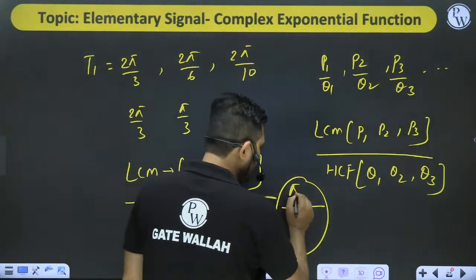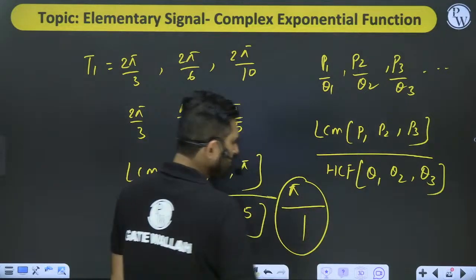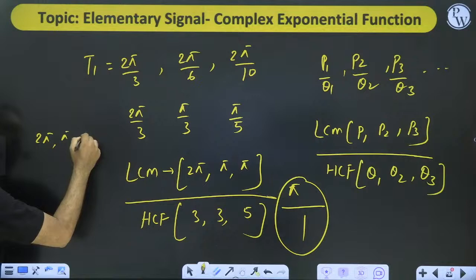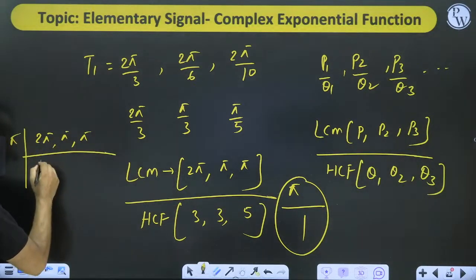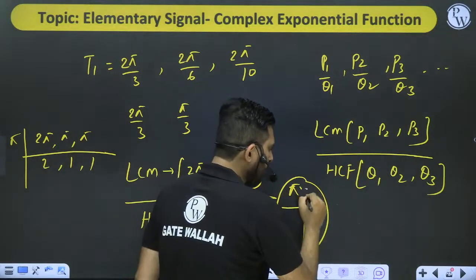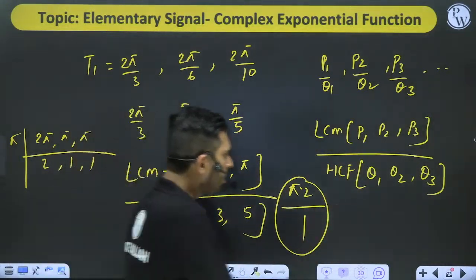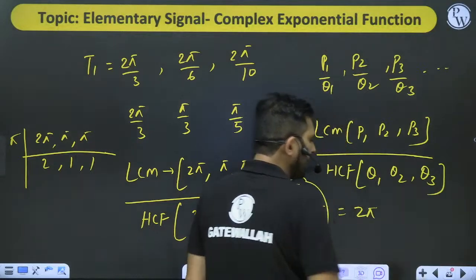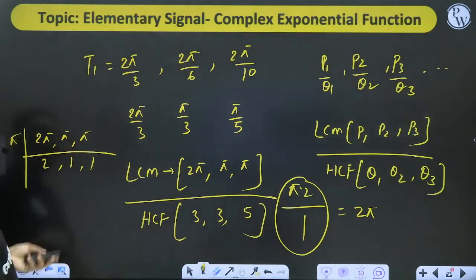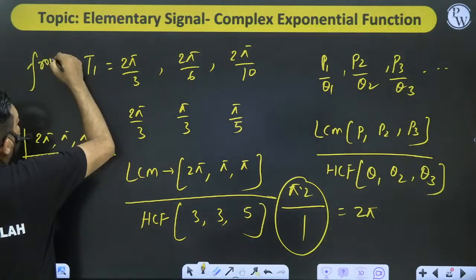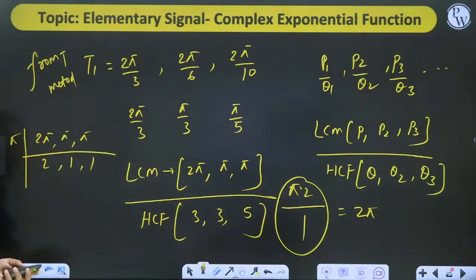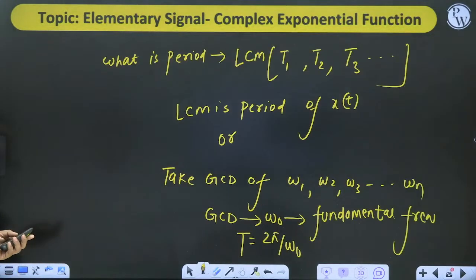Let's see. Easily you can find out 2 pi. It is 2, 1, 1, 2 pi. This should be 2 pi. So the period is 2 pi. Easily you can find out this period is 2 pi. Let's check it by the omega method. This is from the T method. And let's find out through the omega method.